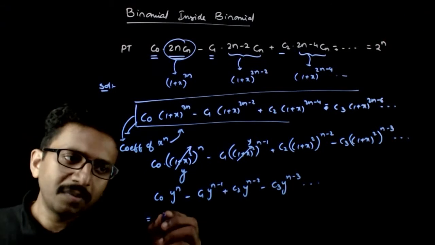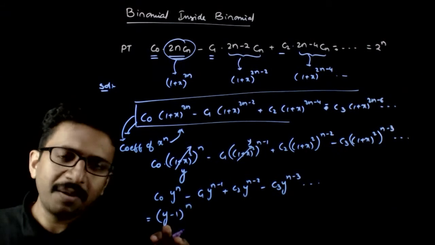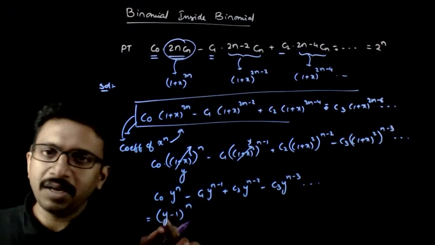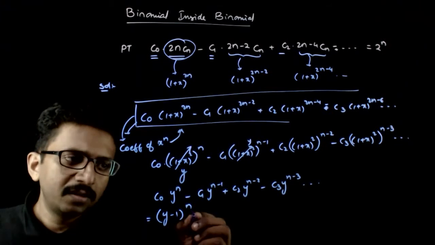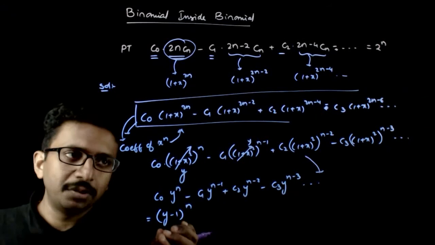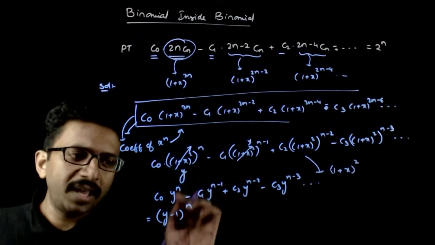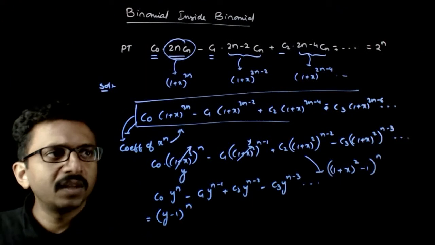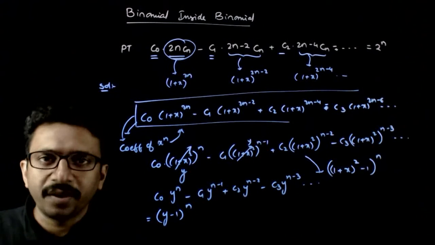So is this equal to (y minus 1) whole power n? What is the expansion of (y minus 1) whole power n? nC0 into y power n minus nC1 into y power n minus 1 plus nC2 into y power n minus 2, and so on. So this expression is equal to, once you back substitute y, which is (1 plus x) whole square, ((1 plus x) whole square minus 1) whole power n.